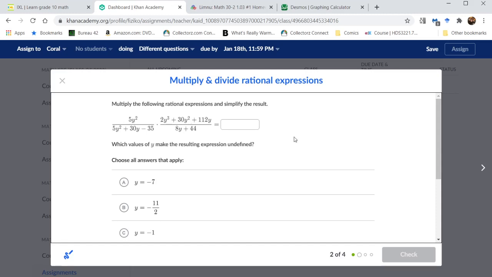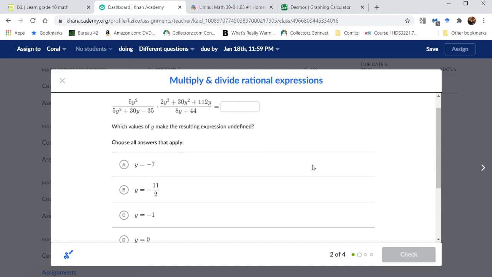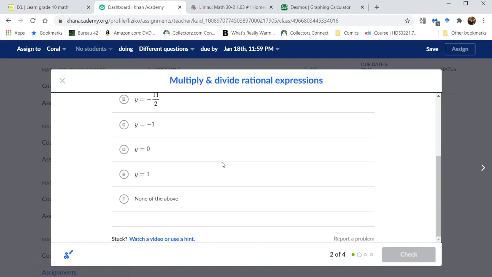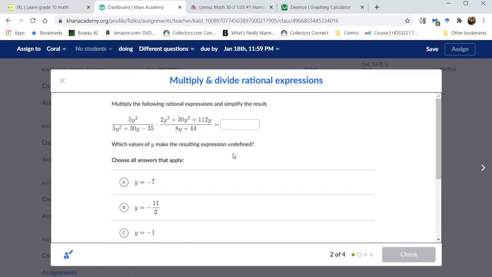Now, this one, again, is going to take a little more work as we are going through and doing our simplifications. Then we have to check which values of y make the resulting expression undefined. So we will have to keep track of where we have division by 0 before our factors cancel. After is easy to track. It's still important, but we have to remember if anything cancels, that's still undefined.